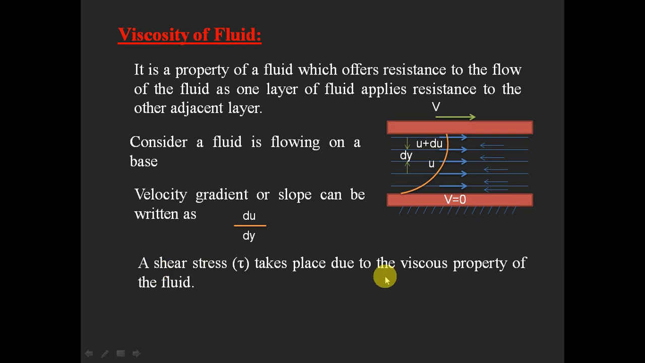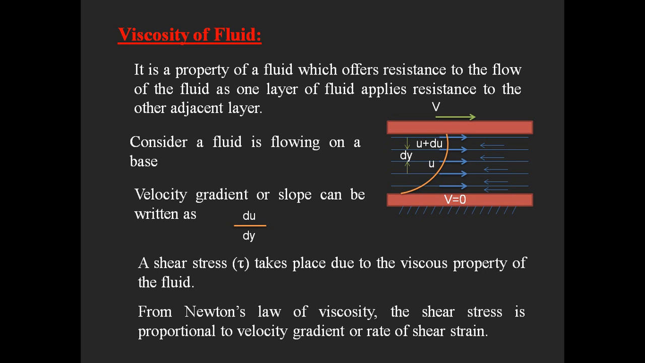So that's why, due to the viscous property between the layers of the fluid, when the motion of the fluid is taking place, it causes shear stress. Next, from Newton's law of viscosity we can say that this shear stress is proportional to the velocity gradient or rate of shear deformation. Why rate of shear deformation? Because the deformation causes the rate of change of velocity with respect to the displacement.